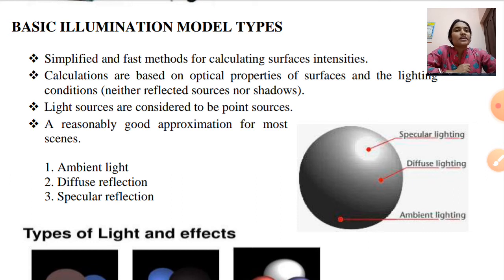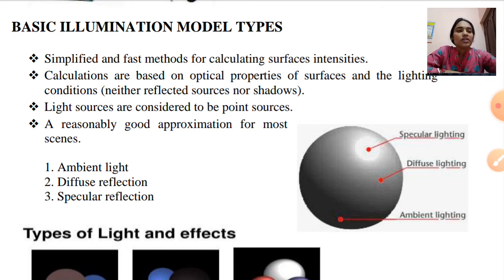Basic illumination model is the simplified and fast method for calculating surface intensities. Calculations are based on the optical properties of the surface and the lighting conditions, neither reflected sources nor shadows. These are important for calculating the surface intensities. Light sources are considered to be point sources, a reasonably good approximation for most scenes. The different types of illumination models are ambient light, diffuse reflection and specular reflection.